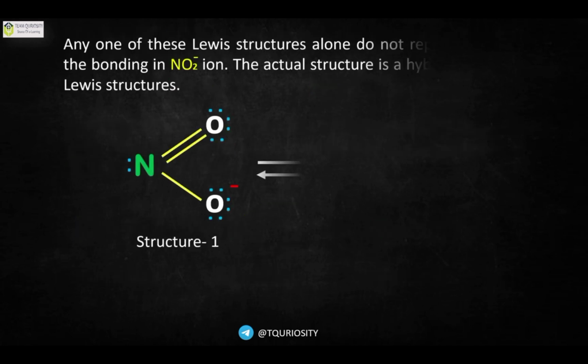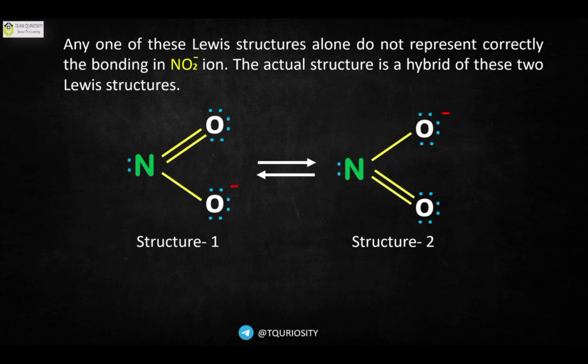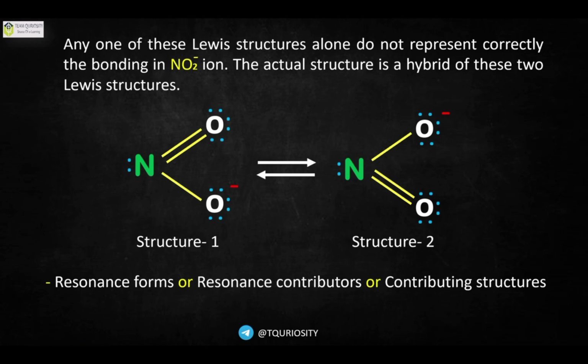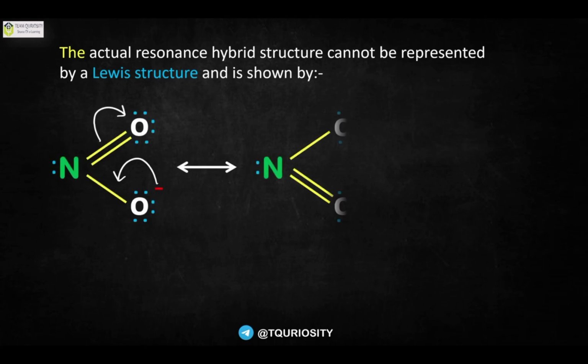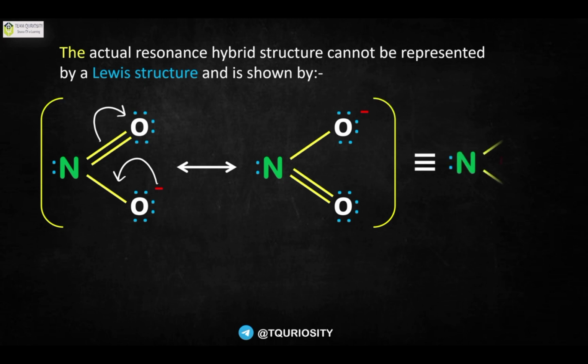Any one of these Lewis structures alone does not represent correctly the bonding in the NO2- ion. The actual structure is a hybrid of these two Lewis structures. The two Lewis structures are known as resonant forms, resonant contributors, or contributing structures, and are represented by placing a double-headed arrow between them. These contributing structures are hypothetical structures. The actual resonance hybrid structure cannot be represented by a Lewis structure and is shown by placing dashes, which indicates delocalization of negative charge between the two oxygen atoms, like in the given figure.